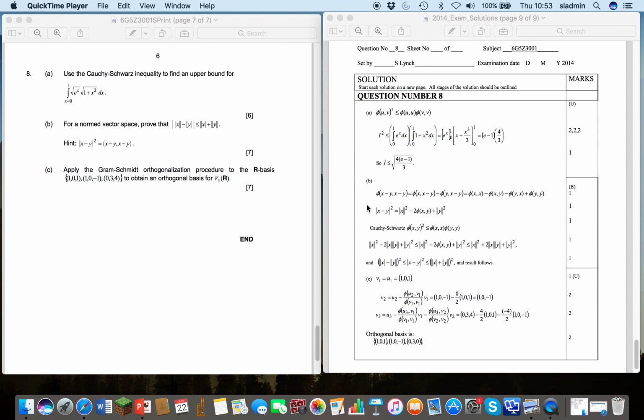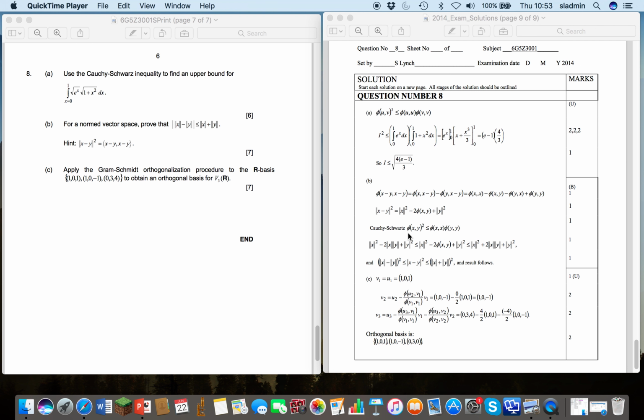For part B, we note that the inner product of x minus y with x minus y, using the axioms of an inner product, gives you this expression. The norm of x minus y squared, which is this expression here, is then the norm of x squared from here, plus the norm of y squared, and then we have minus twice the inner product of x with y, because the inner product of x with y is the same as the inner product of y with x. So those two are the same.